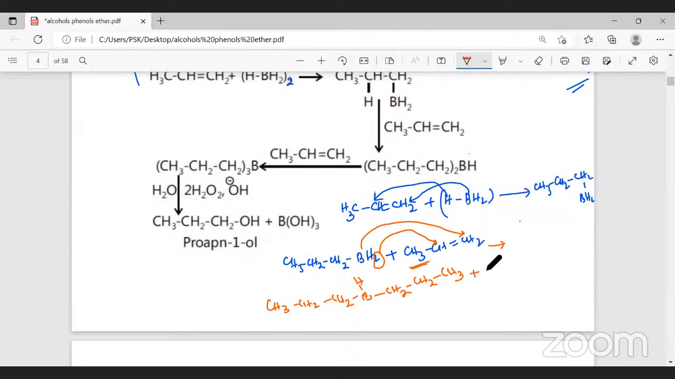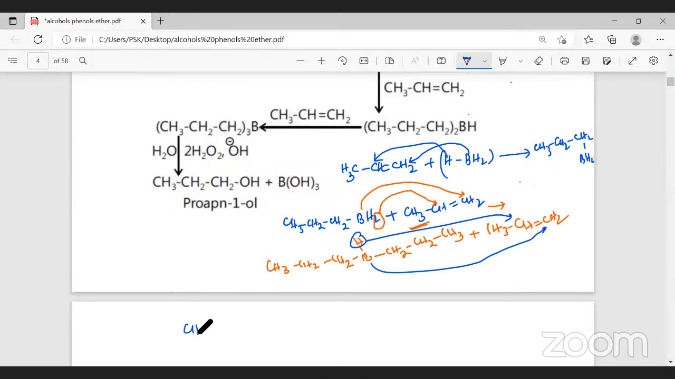Yes, sir. This further reacts with another alkene. Why I'm reacting 3 alkenes is because borane has 3 hydrogens. So it reacts with another alkene. This hydrogen attacks this carbon, and this boron, the whole group, attacks this carbon. So what will I get? I will get CH3, CH2, CH2, I will write 3 times, and borane. See, 1, 2, and this is the third one. So you'll get CH3, CH2, CH2 thrice borane.